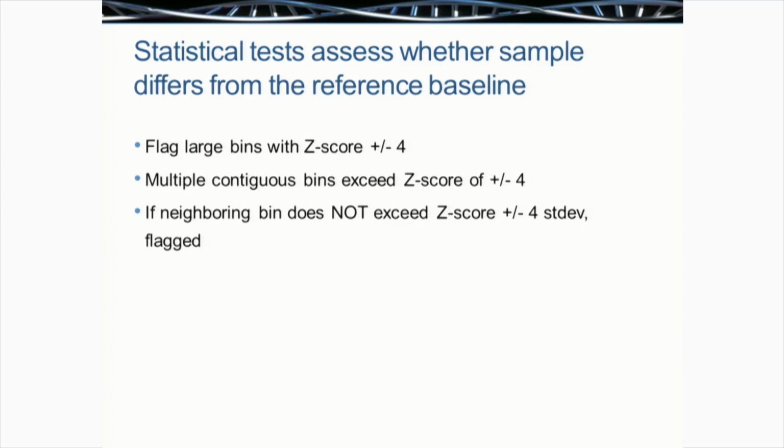If the neighboring bin doesn't exceed a Z-score of 4, then we flag it. Because if you have a whole chromosome alteration, you shouldn't have one bin that's above, and then one bin that's below, and then another bin that's above. That's suggesting that something might be going on with that sample or with the analysis.